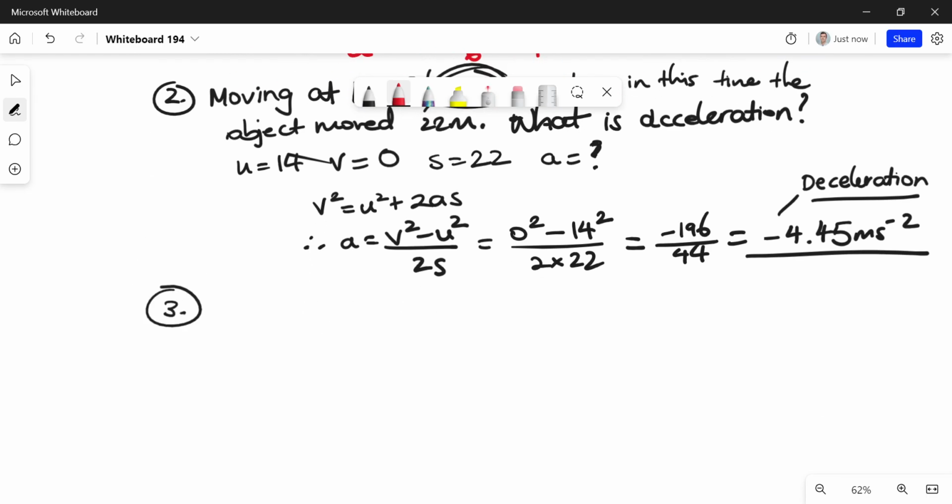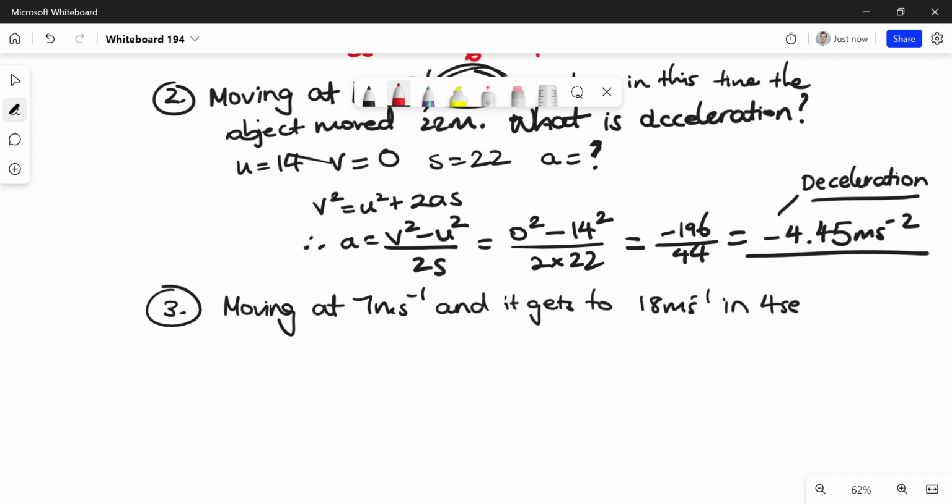The third question I'm going to throw out just to finish off is we've got an object which is moving at 7 meters per second, and it gets to 18 meters per second in 4 seconds. And the question I'm going to write is, how far did it go in the 4 seconds?